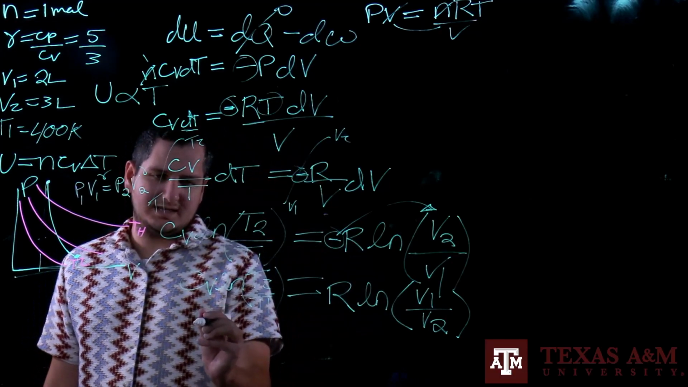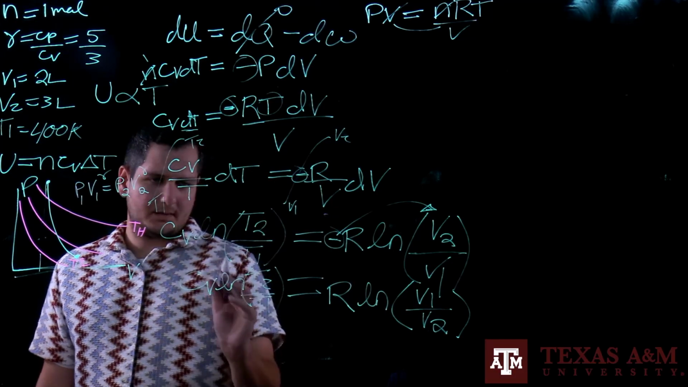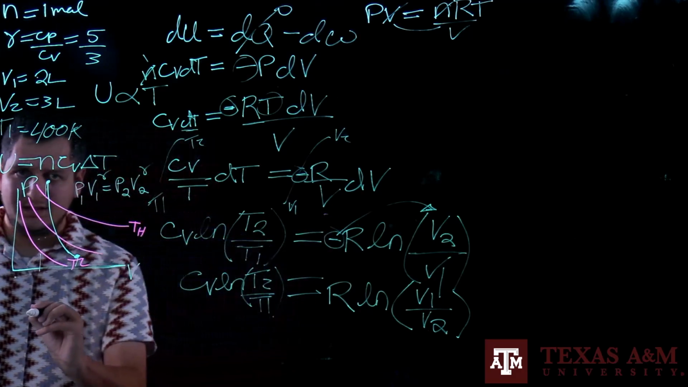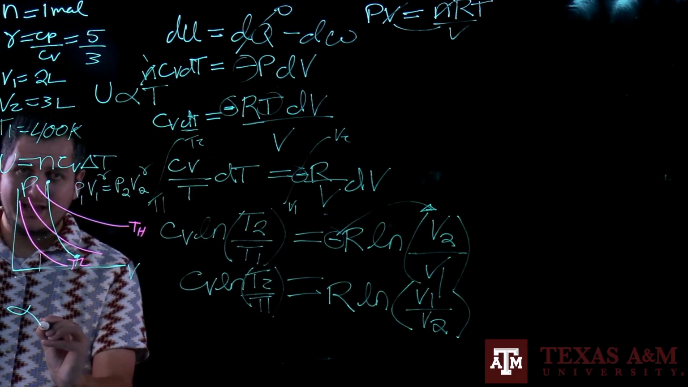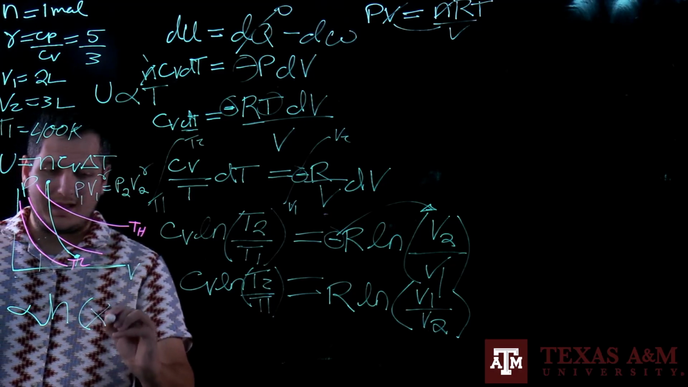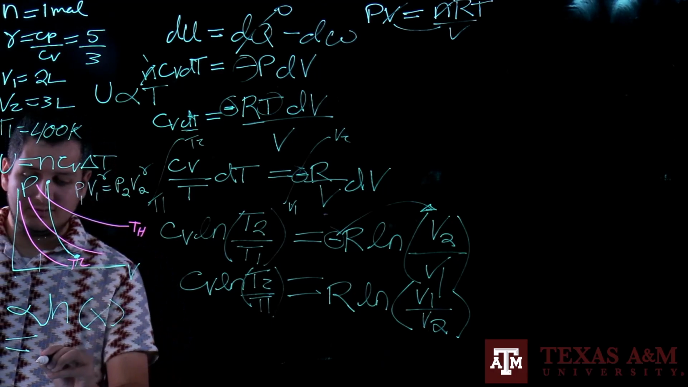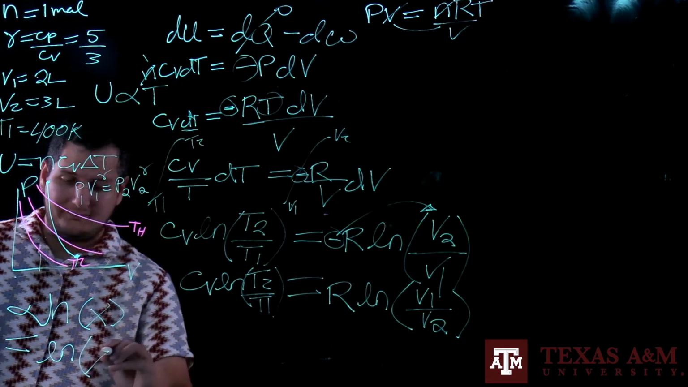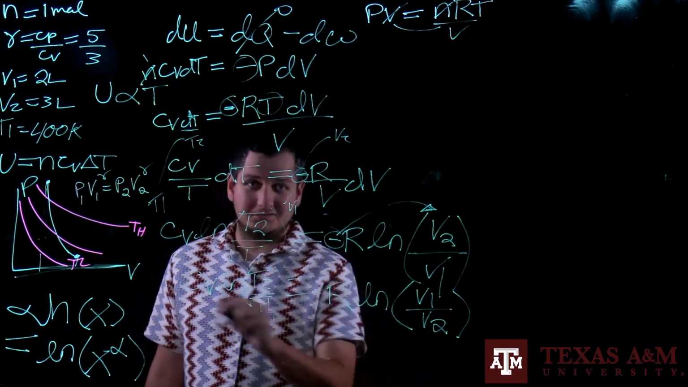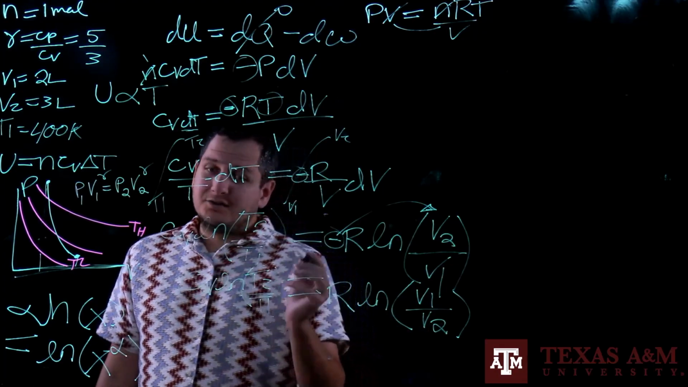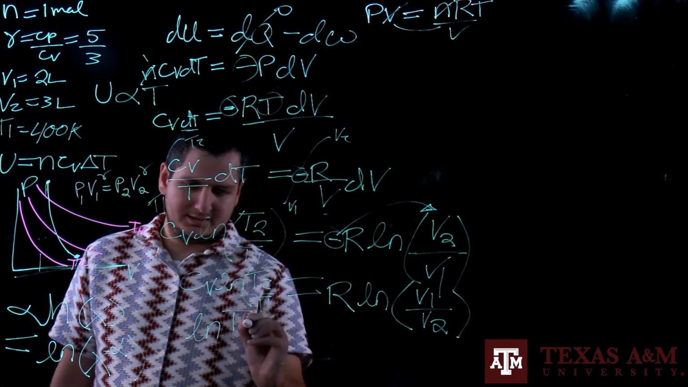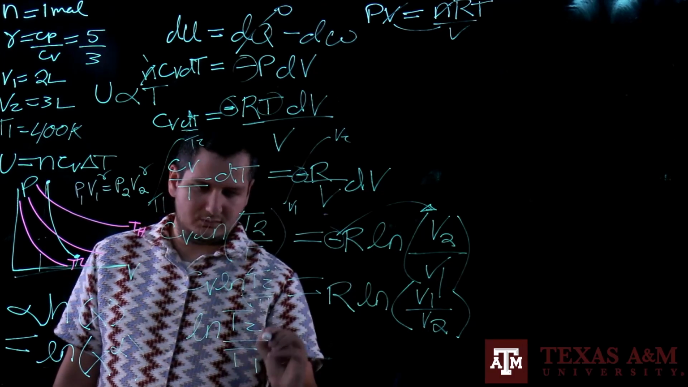So what I can do instead, remember your logarithm rules. In fact, I'll write the logarithm rule maybe down here. Let's say we have a ln x, that's equal to ln of x raised to the a. Okay, remember the log rule. That's a good one to know. I can do the same here. So this ends up being ln T2 over T1.